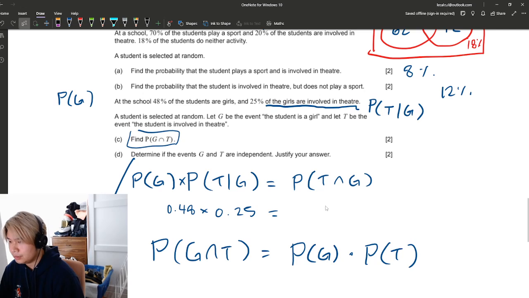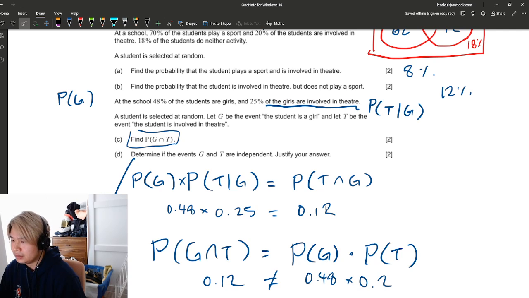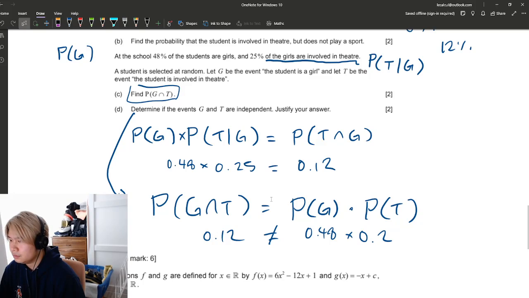So 0.12. So 0.12 is not the same as 0.48 times 0.2. So that means that these are dependent.